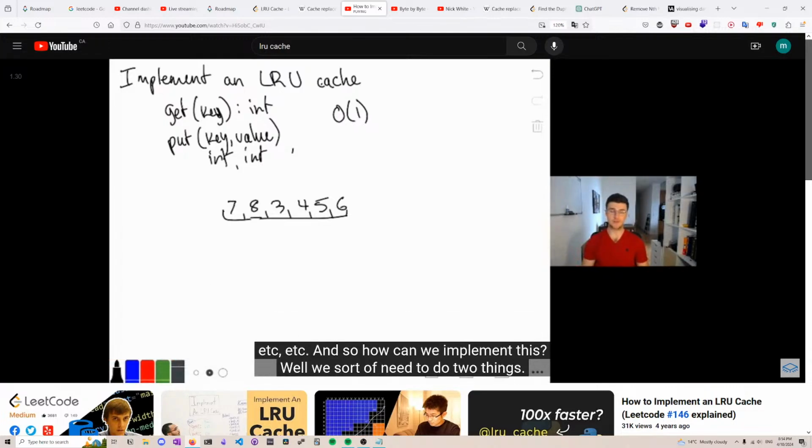And so how can we implement this? Well, we sort of need to do two things, right? First, we need to keep track of what the order is of the elements. And so we could do this in a couple different ways. For example, we could keep a timestamp of when they were most recently accessed. There are a lot of things we can do like that, but we want to make sure that we're not overcomplicating it.